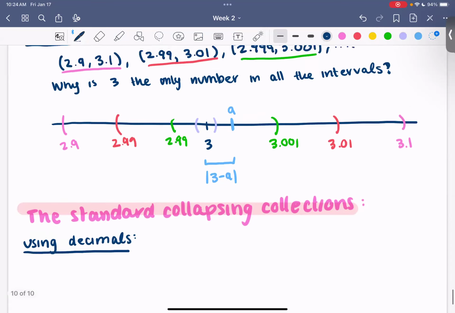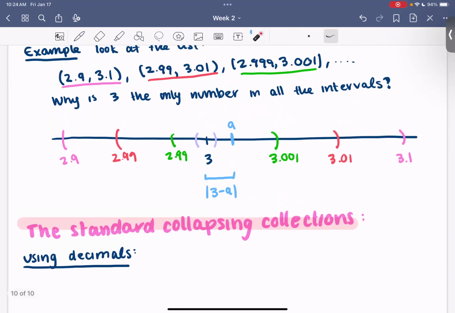It's going to be very similar to this example. In this example, my favorite number is 3, and we're making our collapsing collection one that contains the number 3. So in the first interval, I subtract 0.1 for the left endpoint and add 0.1 for the right endpoint. Next interval, we'll do 0.01. The interval after that will be 0.001. That's the idea behind the standard collapsing collection using decimals.